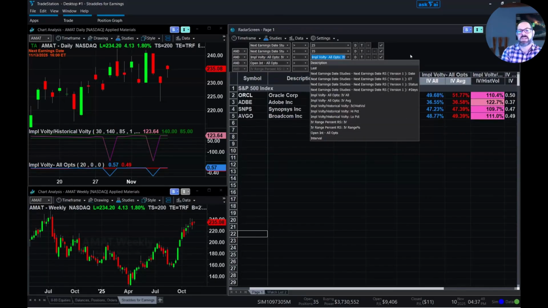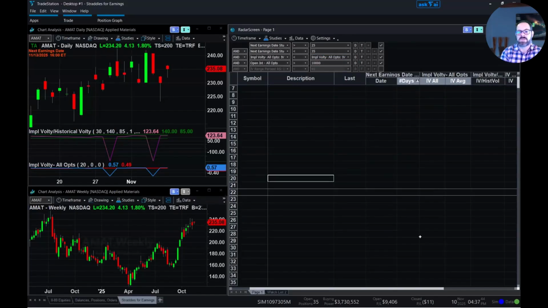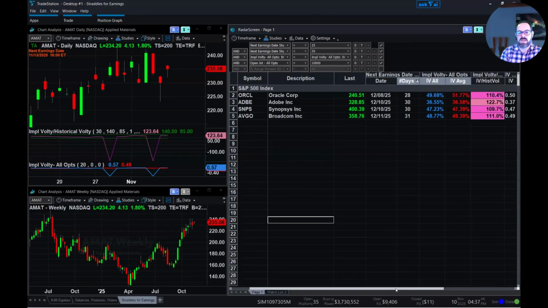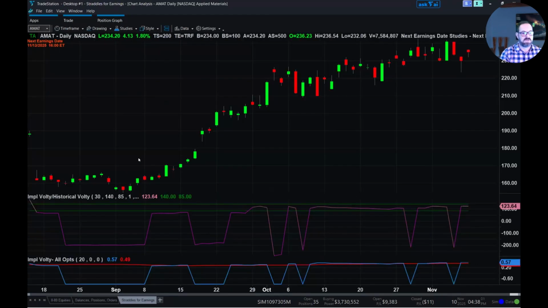Oh, IV range percent. That also is something that was an indicator that Jesus built. If I go off to the right here, you'll see the range percent. What this is trying to do is figure out if the implied volatility is relatively low compared to the historic volatility range. So it's an indicator that Jesus and I worked on together. And where is it here?